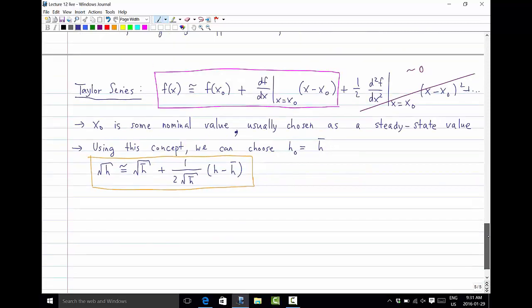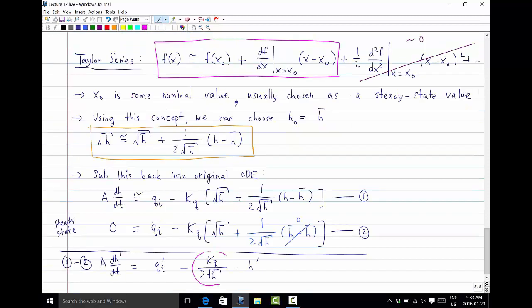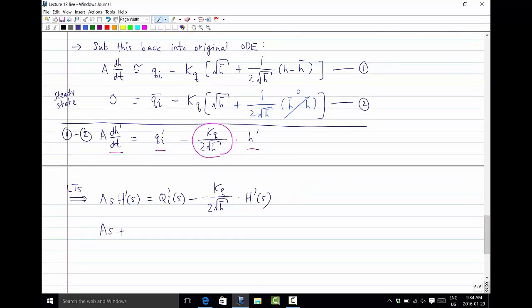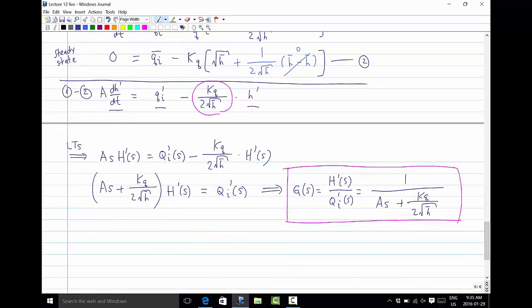If we substitute this approximation back into the original mass balance and take the steady state values of each of the functions and variables, we can write the deviation form of the system in terms of the input q_i and the height of the tank h multiplied by a constant. Note that all these functions are linear, so we can take the Laplace transforms. After we take the Laplace transforms, we can group together the like terms multiplied by h and arrive at the transfer function between h and q_i.